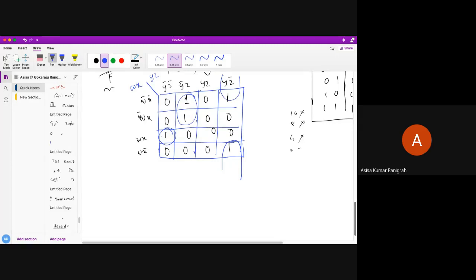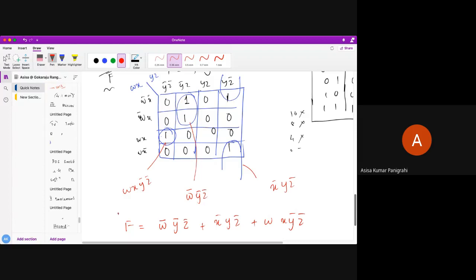So now there are 3 groupings, so we will get 3 different terms. What is common in this one? W bar, y bar, z bar. And what is common here? X bar, y, z bar. What is common here? W, x, y bar, z. Do you all understand, students? So what is my simplified capital F? The simplest form of capital F is W bar Y bar Z bar, plus X bar Y Z bar, and finally plus W X Y bar Z.